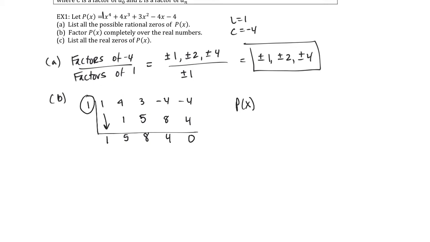That means that x equals 1 is a zero. So we can factor that as x minus 1 times this, and this would be, let's see, we started off with a power of 4. Okay, so then this would be x cubed, x squared, x. So go ahead and write that. So it would be x cubed plus 5x squared plus 8x plus 4.